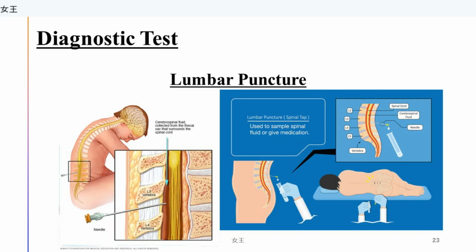Lumbar puncture. Obtain consent. Instruct client to empty the bladder and bowel. Position the client in lateral recumbent with back at the edge of the examining table. Instruct client to remain still. Obtain specimen per MD's order.